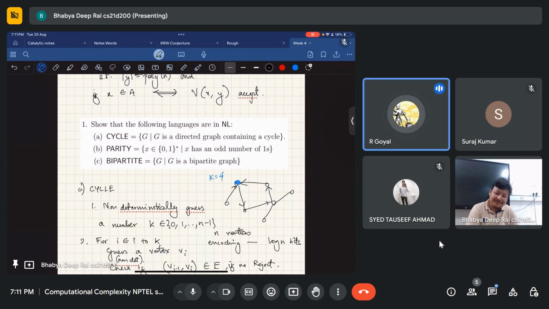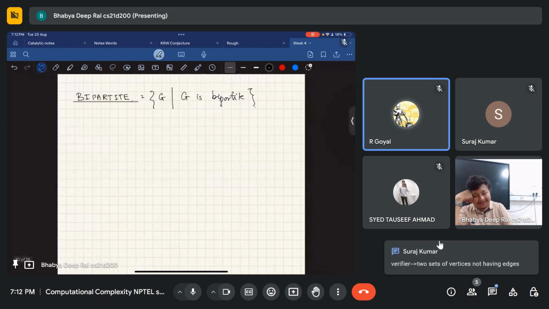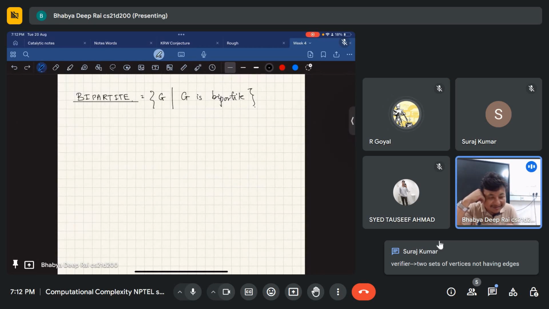In the case of the bipartite, I think the second criterion was that there would never be a cycle of odd length. I remember that used to be right. So now we can use this one to show it. Verify two sets of vertices not having edges.